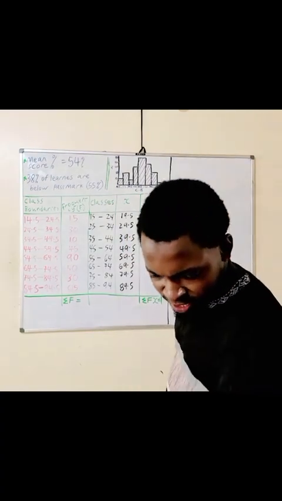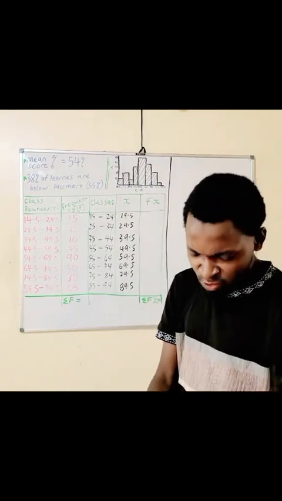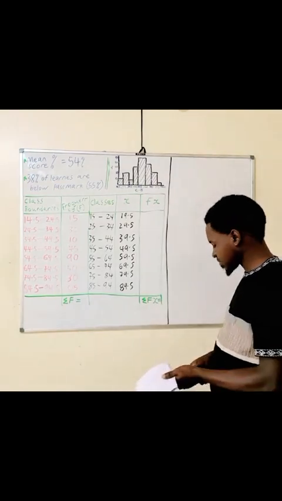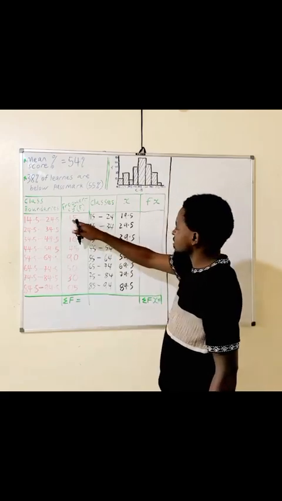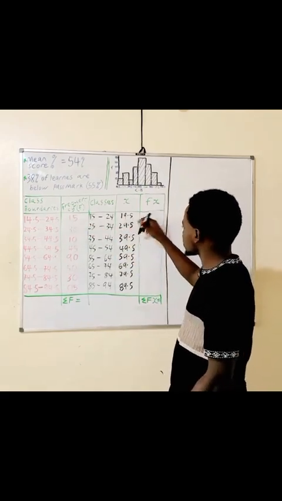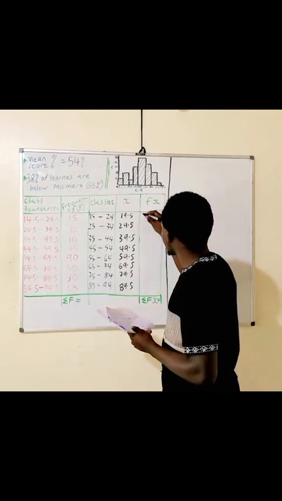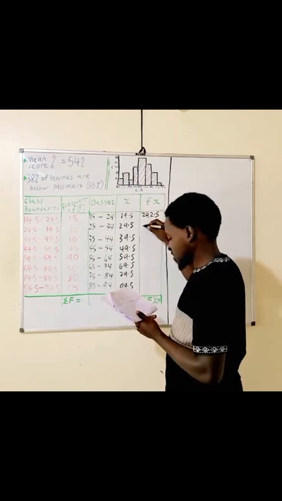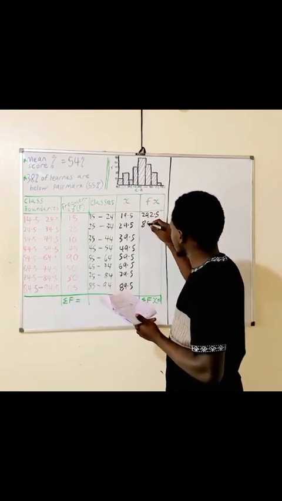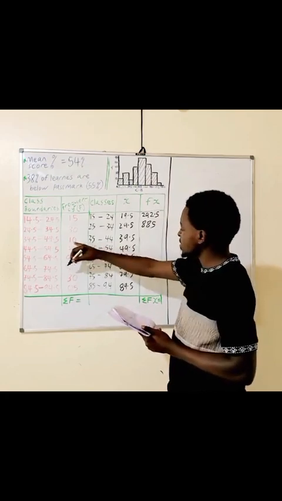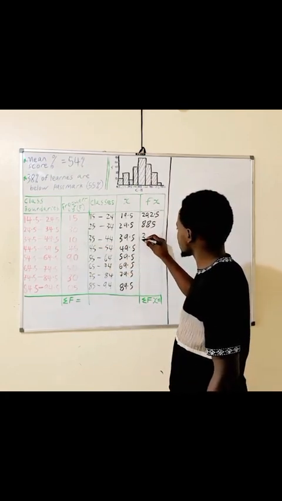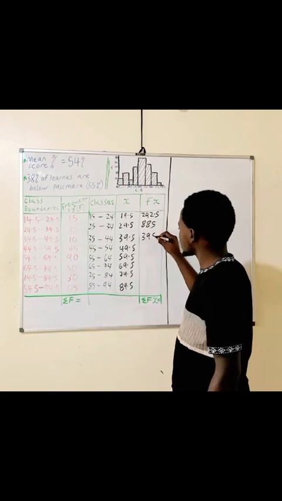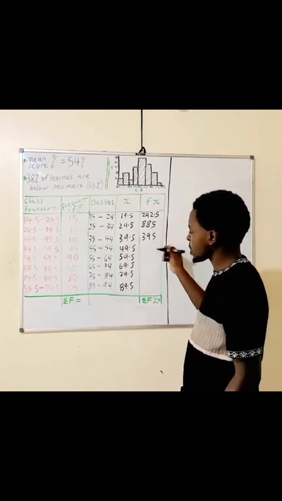So that you are not going to make any mistake, let us compute them. If I have 15 times 19.5, I get 292.5. Then here I get 885. Then 10 times this, it is automatic, is 395. The point just disappears.